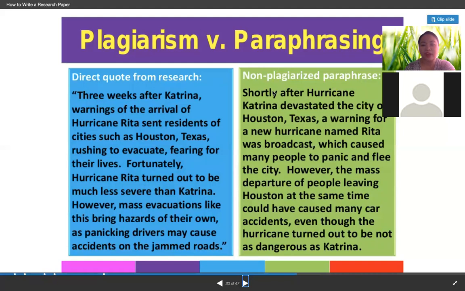So, to paraphrase this, it could be presented as this. Shortly after Hurricane Katrina devastated the city of Houston, Texas, a warning for a new hurricane named Rita was broadcast, which caused many people to panic and flee the city. However, the mass departure of people leaving Houston at the same time could have caused many car accidents, even though the hurricane turned out to be not as dangerous as Katrina. So, iba na ang kanyang pagkasabi, but the meaning is still there.